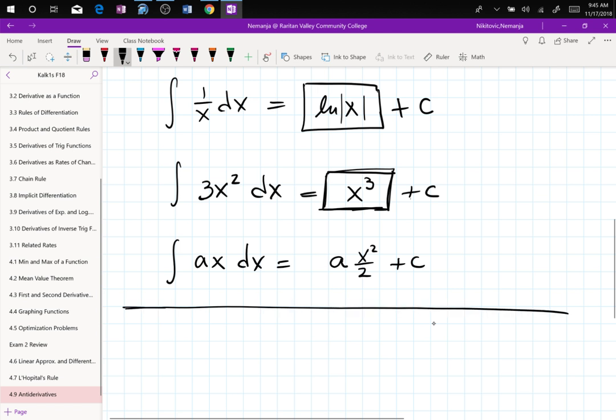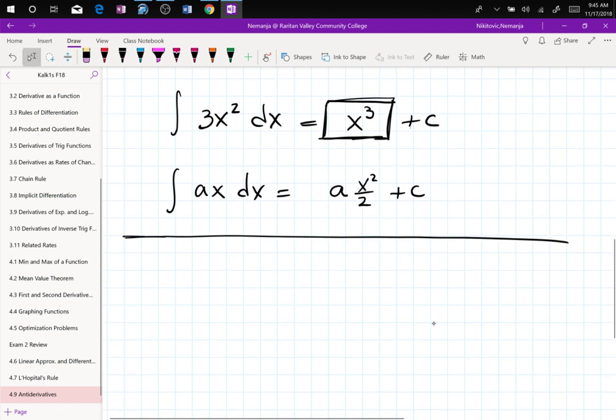What else do we have? Well, we have some formulas. The integral of a constant a dx is just going to be ax plus c.